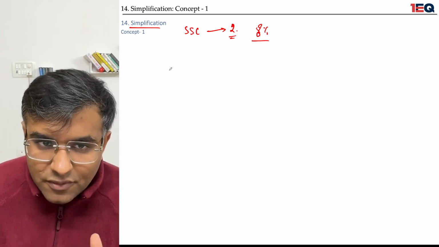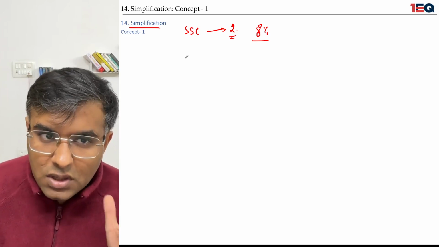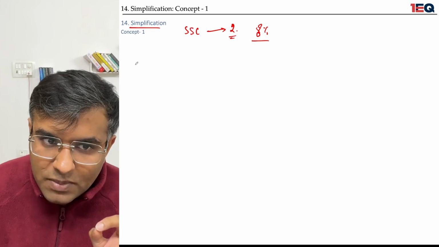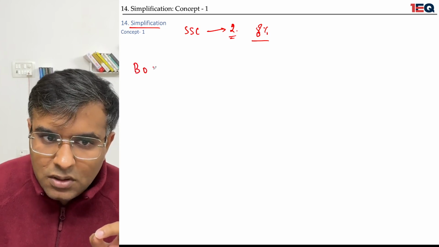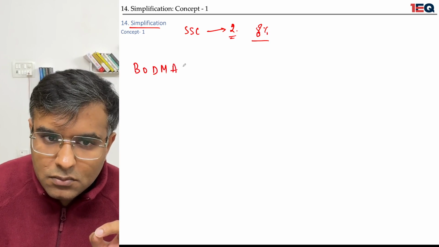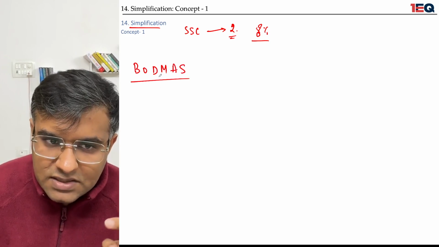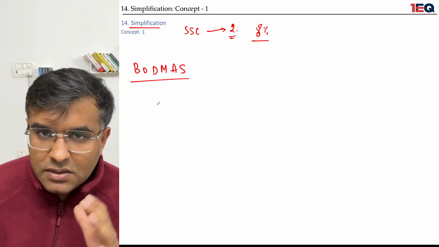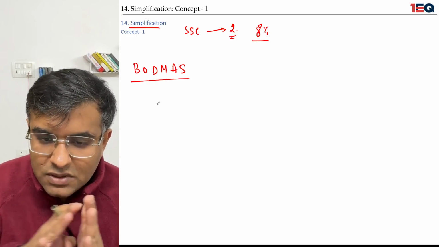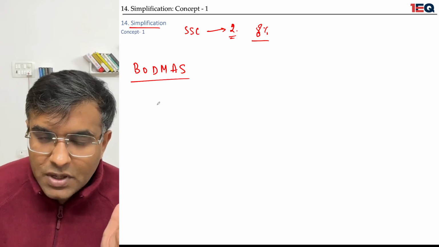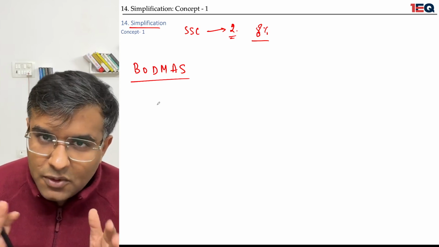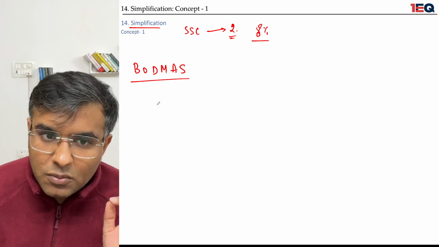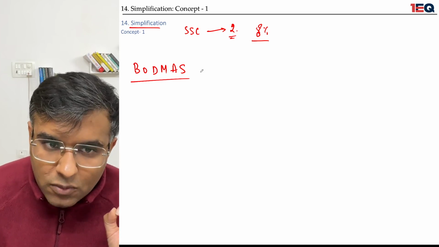So the most standard and most basic form that we follow for simplification, and the most fundamental thing which I am going to teach you, is BODMAS. In BODMAS, you have to follow a certain preference pattern in which you are supposed to solve the equation. If you don't follow that, you are definitely going to mess it up. Trust me, this is the most fundamental and most important thing that you must follow each and every time. I'll tell you what BODMAS stands for.